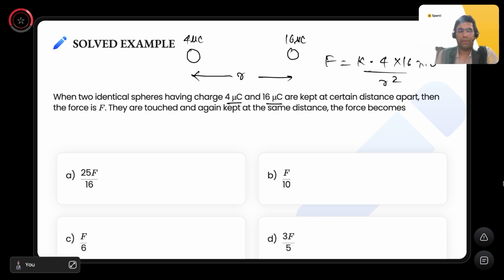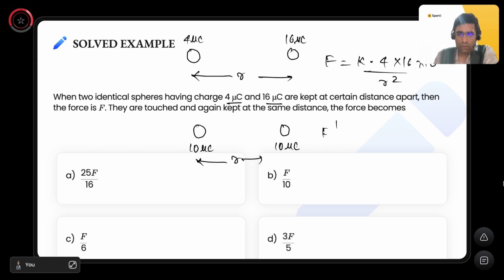This is my F. Now what we do, we touch these charges. So what will happen by touching? The charges on them will become equal, identical. So the total charge is 20, and each will have 10 microcoulomb and 10 microcoulomb charge. I hope you know that when equal spheres are touched, then the charge on each will become half of the total charge. They will be equal. And they are kept at the same distance r.